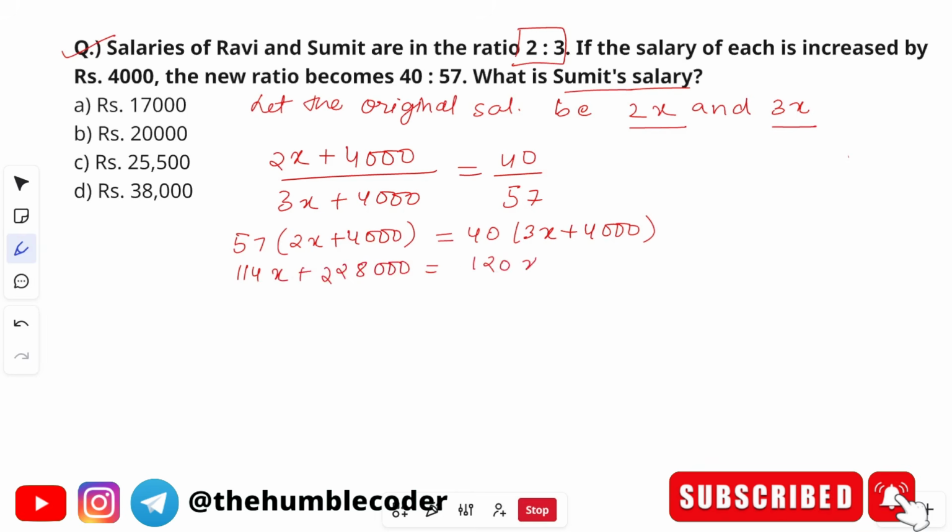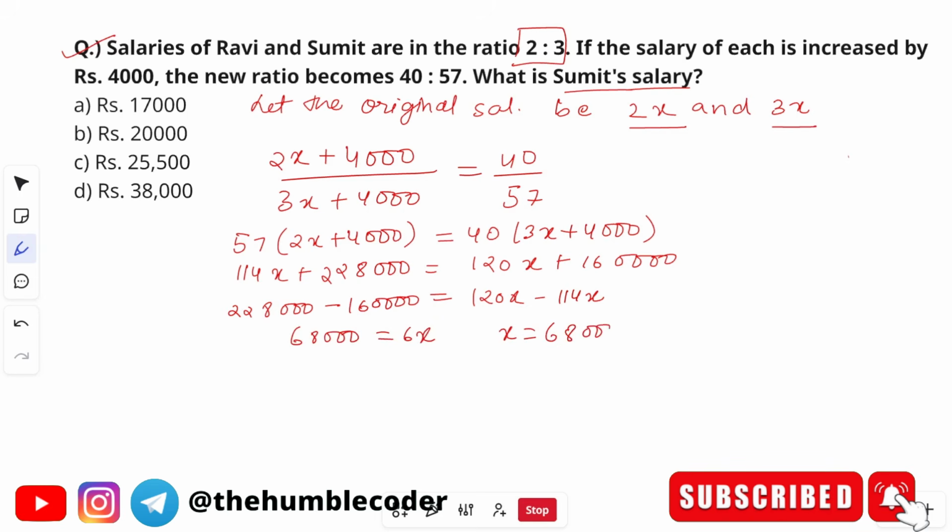So this side it will be 114x plus 228,000, and this side 120x plus 160,000. Solving it further, 120x is going to stay here, and 114x from that side will come here, and on this side 228,000 minus 160,000 will come. When we subtract, we get 68,000 on this side, and 6x on the other. So we need to find the value of x. It will be 68,000 divided by 6, and when you solve it, you will find it is 11,333.33, and this will be the value of x.